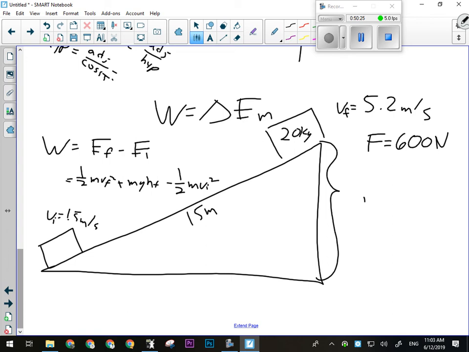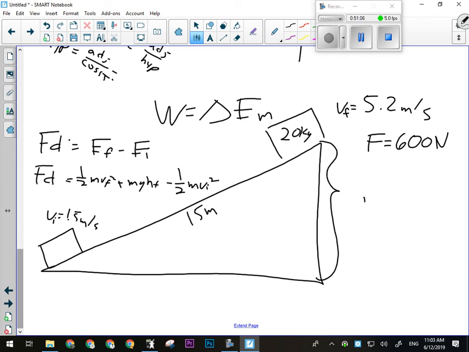Does this change, from a theoretical standpoint, anything that I wrote for the last version? No, it doesn't. I'm still looking at work being a change in mechanical energy, but now I have to do that. The force pushing this thing up the ramp is 600 newtons. That's what we were given there. So the force along this 15-meter length is 600 newtons. So that can help me to calculate the change in energy.